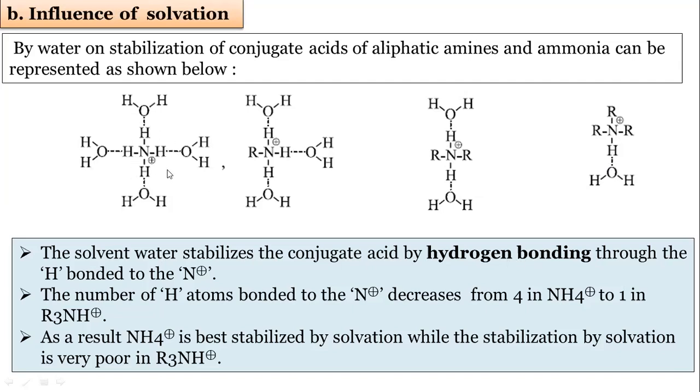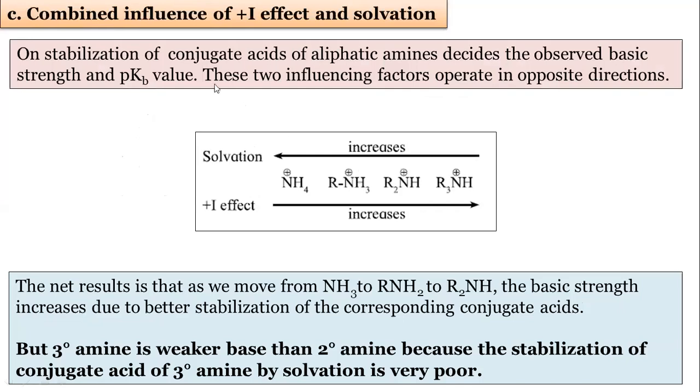In case of NH4, there are 4 hydrogen bonds, in case of primary amines there are 3 hydrogen bonds, there are 2 hydrogen bonds in secondary amines, and there is only 1 hydrogen bond in case of the tertiary amine. So there is a combined effect of plus I and solvation. We can see clearly as the number of alkyl groups increases, the plus I effect is stronger in tertiary amines because three alkyl groups are there, and the solvation increases in case of NH4.